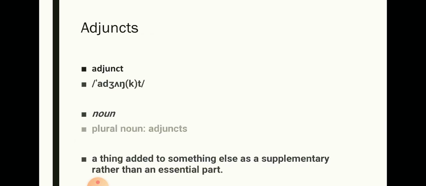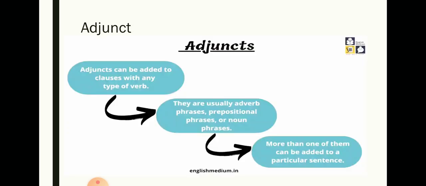So before that we shall see what is an adjunct. The pronunciation goes like adjunct. Okay, so this is a thing added to something else as a supplementary rather than an essential part, and it is something that if we remove the particular element from a sentence, the sentence can still be complete. So it is supplementary. It is not an essential part in a sentence, but only an optional part which gives more clarity or more information on that particular sentence.